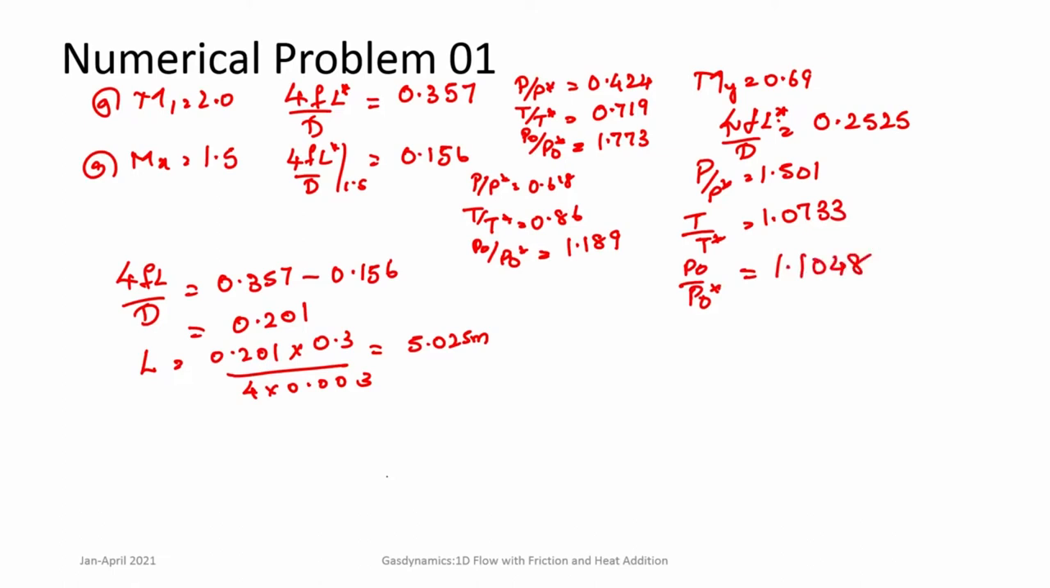So similarly, downstream it's directly L star. So we know L star, and because it's going to Mach number 1 at the exit, this is L1, L2 is 6.3125 meters. So that solves the problem.